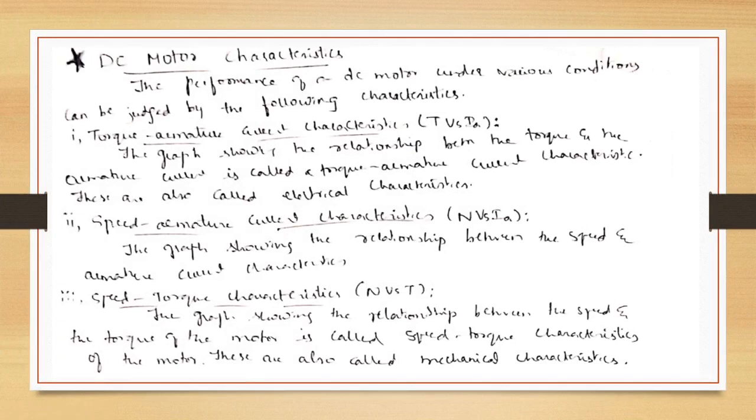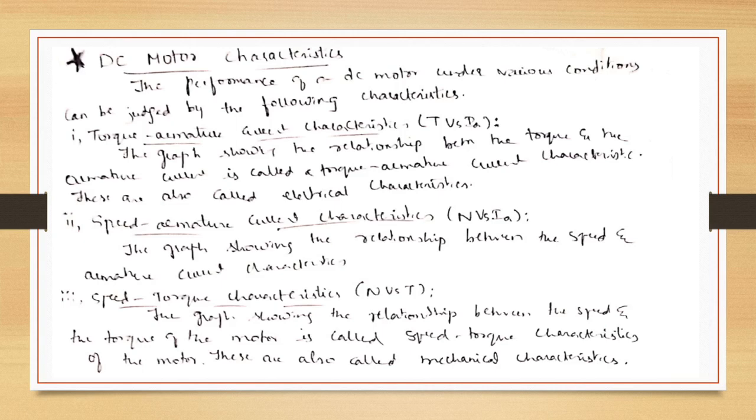All these speed and torque relationships we have derived so that we can plot the characteristics of DC motors. So let us start the topic of DC motor characteristics. Performance of a DC motor under various conditions can be judged by the following three types of characteristics. In the previous class, according to the syllabus, I said only speed torque characteristics, so now we will be seeing the other two also. The first one is torque versus armature current characteristics. Second is speed versus armature current characteristics. Third is speed versus torque characteristics.